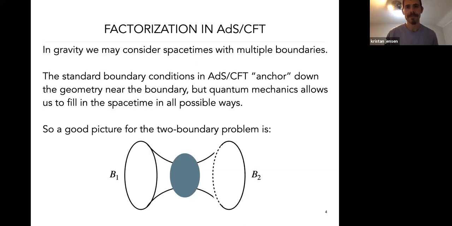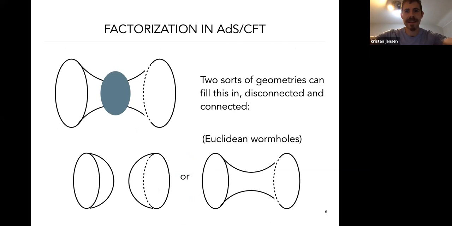Well, there's two sorts of things that can happen at the level of smooth space-time geometry. There's two ways of filling this in. You might imagine completely disconnected configurations where the two boundaries don't talk to each other at all. There's no space-time that connects them. You can imagine connected contributions which smoothly connect the two asymptotic regions. Those things, in this talk, are what I mean by Euclidean wormholes. And they pose quite a puzzle in the standard understanding of the AdS-CFT correspondence.